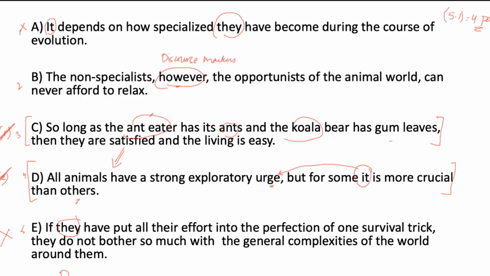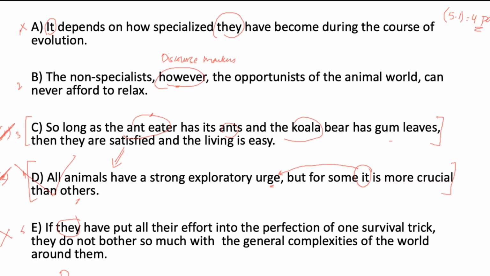So D is the starting sentence. So all animals have a strong exploratory urge, but for some it is more crucial than others. Okay. Topic sentence. We nailed this down. So let's get this struck off. Yep. Okay. Next.